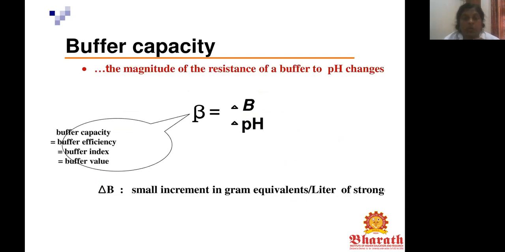Buffer capacity. What is buffer capacity? It is the magnitude of resistance of a buffer to pH changes. We can represent buffer capacity as beta equal to delta B by delta pH, where delta B is the small increment of gram equivalent per liter of strong base, and delta pH is the change in pH of the solution.